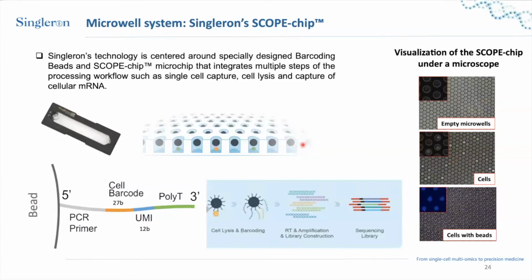cells follow this Poisson distribution. So the number of wells is way too much compared to the cells that we load, so that we minimize the risk of having two cells in one well. You can see cells are really separated from each other.